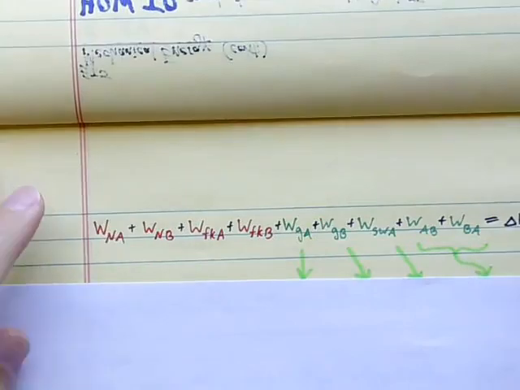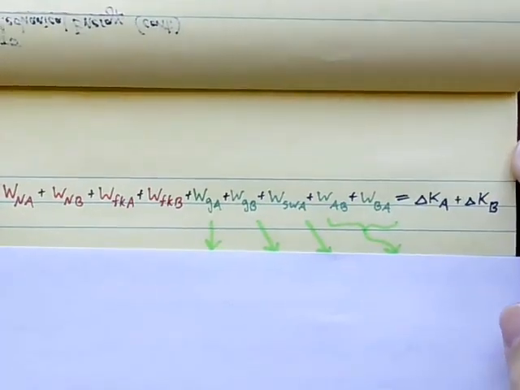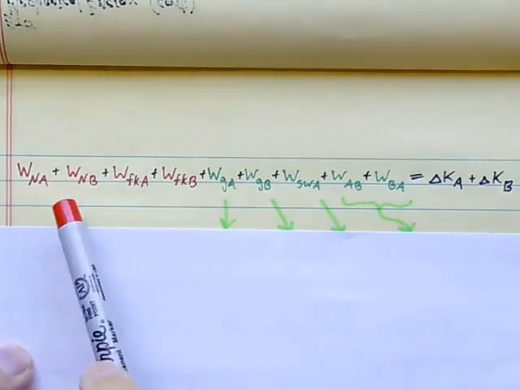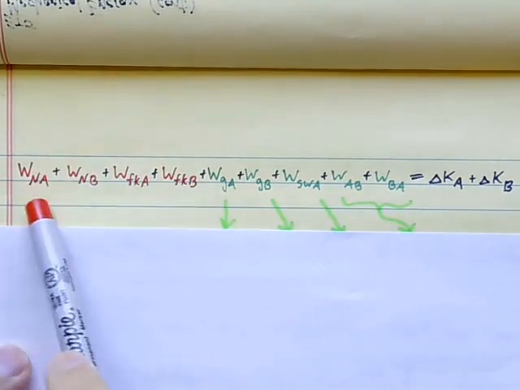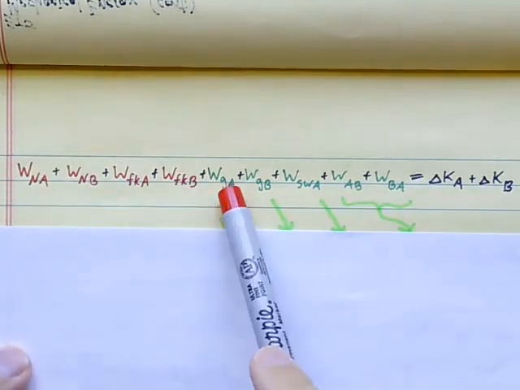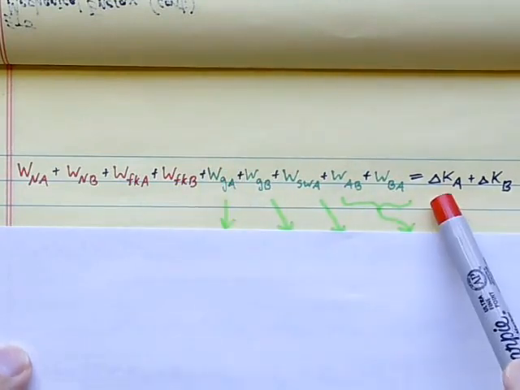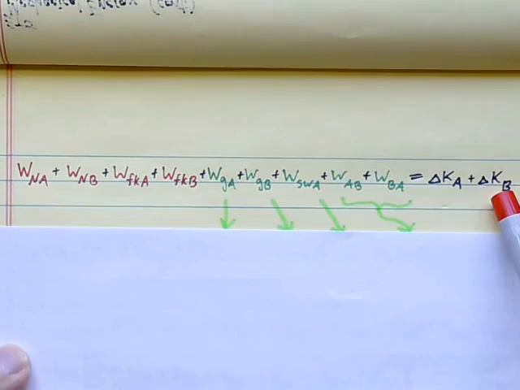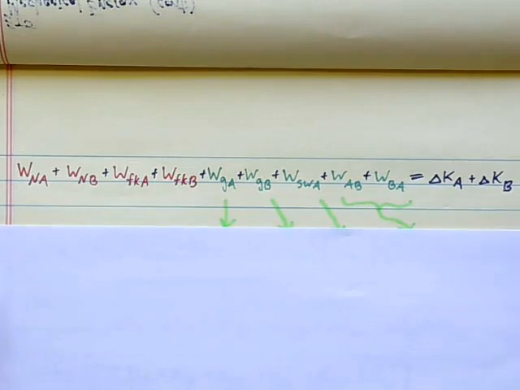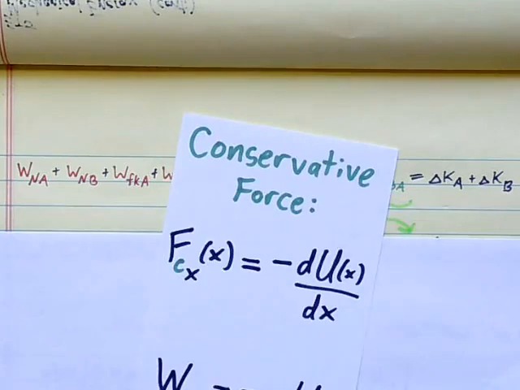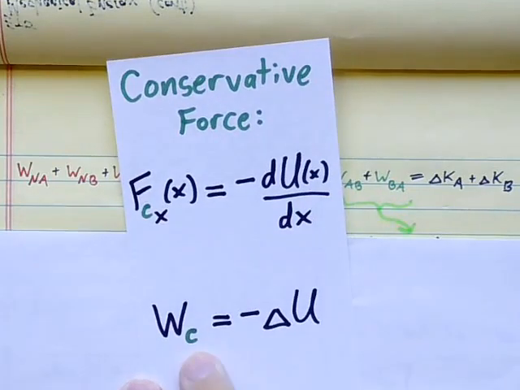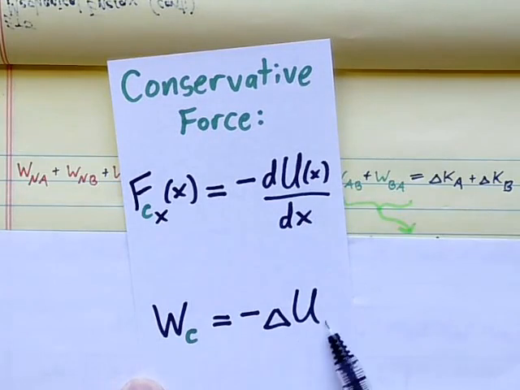All right, so a lot of terms to write out here, but I think I've got them all. I've regrouped the 4 works done by non-conservative forces, and then the 5 works done by the conservative forces here. And then on the right, the sum of the change in the kinetic energy of A plus the change in kinetic energy of B. So this was those 2 work energy theorems added together. And now we know that for each conservative force, the work done by that conservative force can be represented as the opposite of the change in the corresponding potential energy.